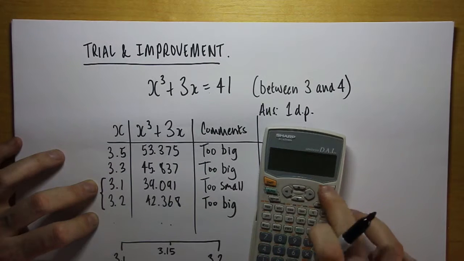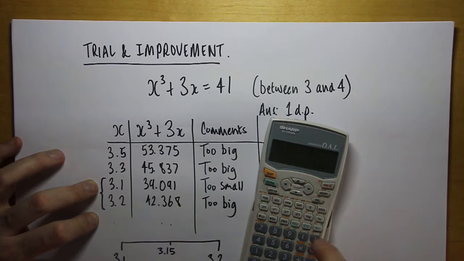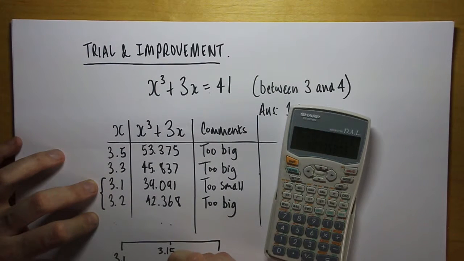If I put 3.15 into the calculator, 3.15 cubed plus 3 times 3.15 gives us 40.705. Now, how does that compare? It's slightly too low or too small. That means if this value for x that we've used gives us this result, and that result is too low, it means the 3.15 is slightly too big.